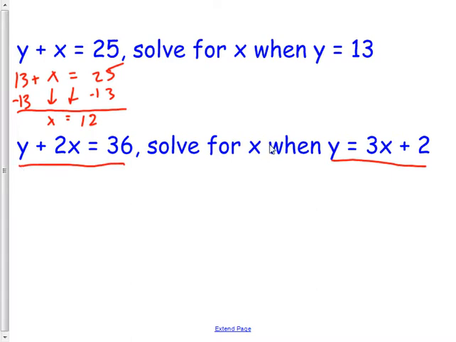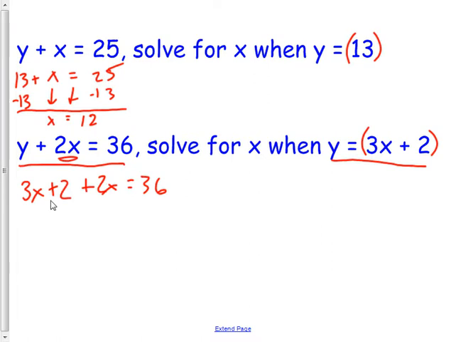Okay, so what we're going to do is we're going to substitute in y, this y value. Okay, it's actually an expression, 3x plus 2. It's not just a number like we had before. We're going to substitute that in for y, and then we're going to solve for x. So let's rewrite it. So y is not y anymore. Now it is 3x plus 2. And then we still have the 2x. Okay, so now I'm just bringing this down, and then it equals 36.